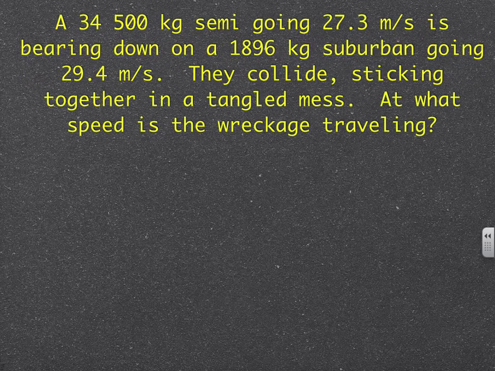So, inelastic, baby. Here we have a 34,500 kilogram semi going 27.3 meters per second, bearing down on an 1896 kilogram Suburban going 29.4 meters per second. They collide, sticking together in a tangled mess. At what speed is the wreckage traveling?